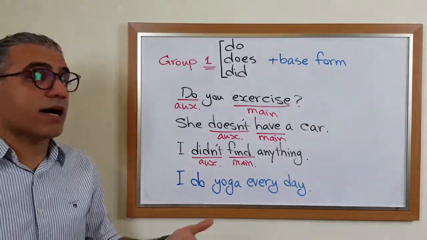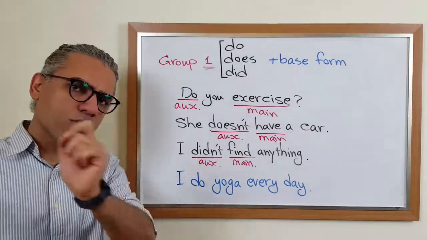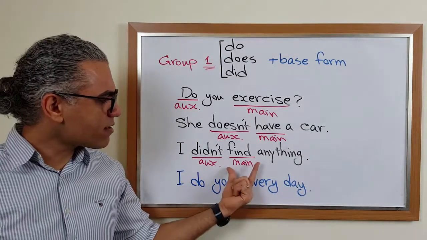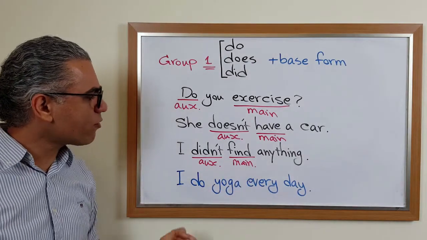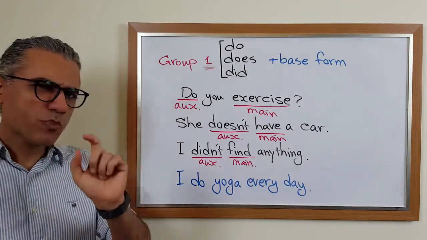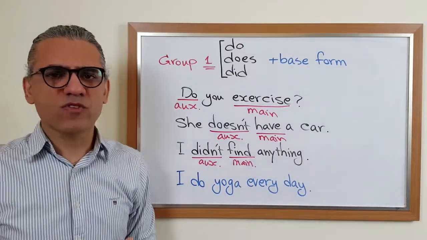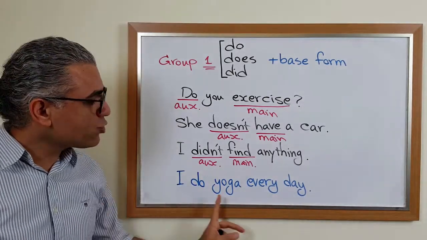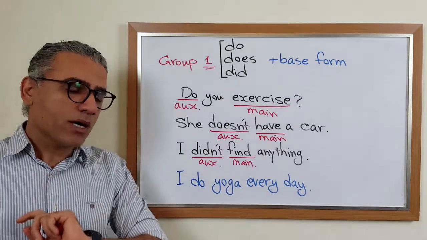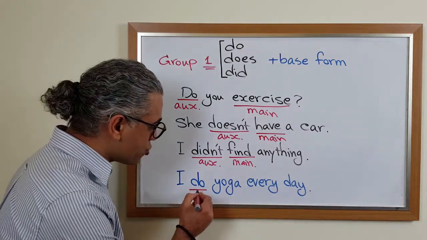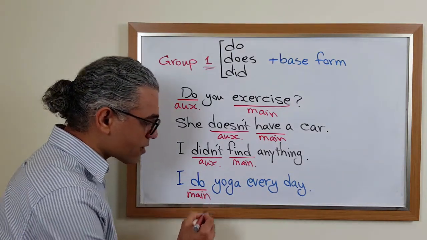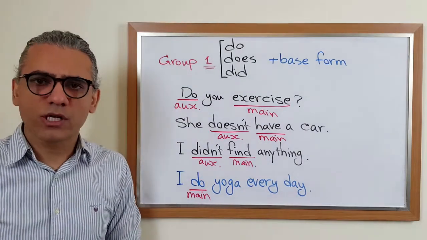We never say "I didn't to find it." So the only possible form we have to use is the base form for the main verb. There is something which could be confusing a little bit. Look at this example: I do yoga every day.